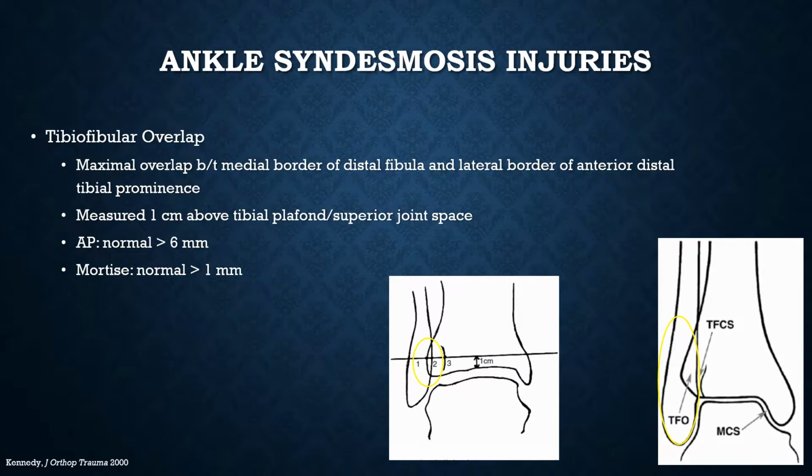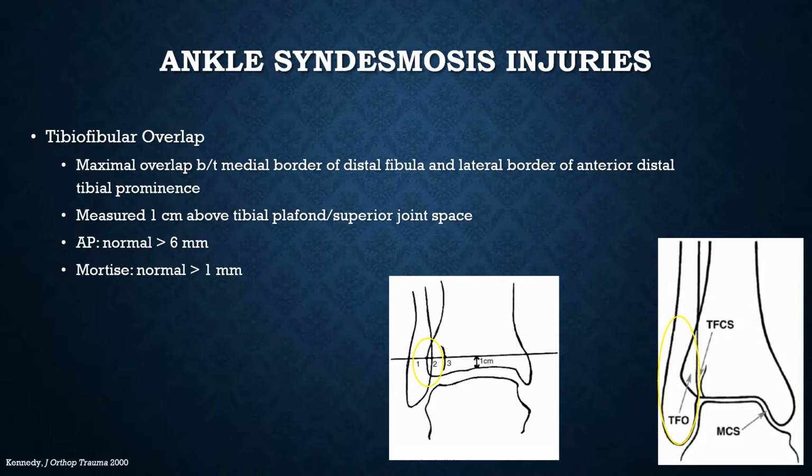The next measurement that we're going to discuss is tibiofibular overlap. This is defined as the maximal overlap between the medial border of the distal fibula and the lateral border of the anterior distal tibial prominence. That sounds like a mouthful, but when you look at it on an X-ray, it's really not as confusing as it sounds. In the drawing on the left, we can measure from point 2, which is the most lateral point on the anterior distal tibia, to point 1, which is the medial edge of the fibula.